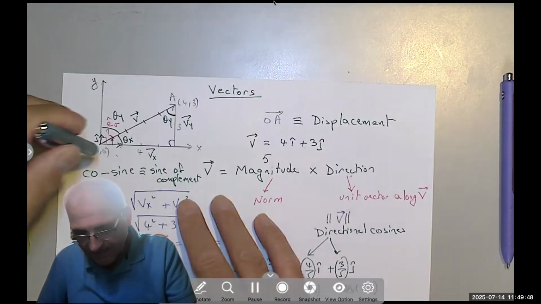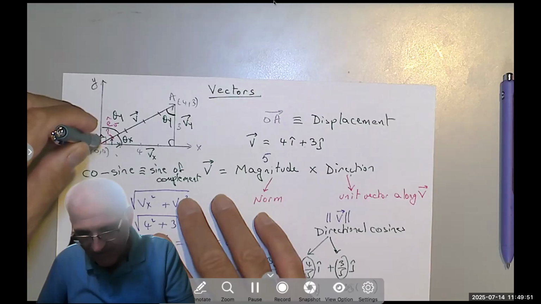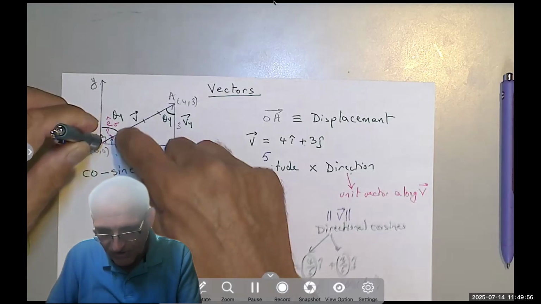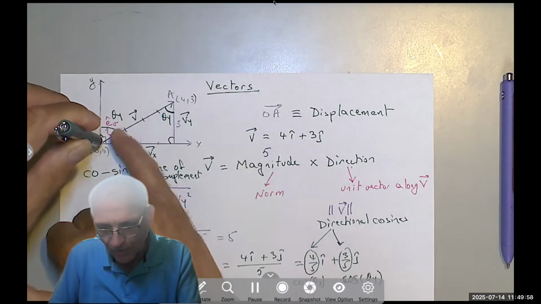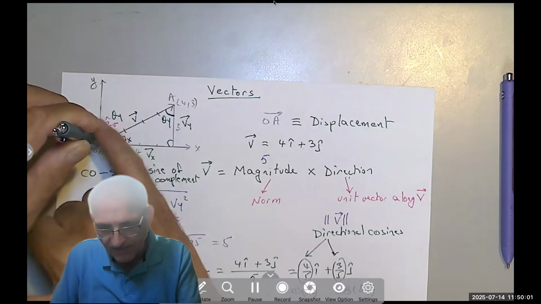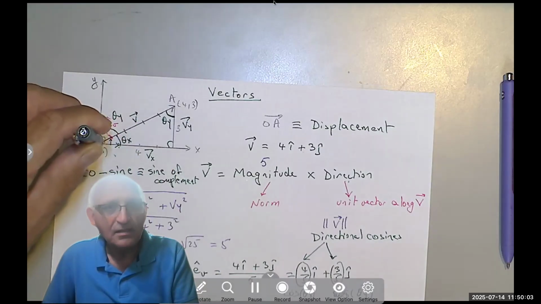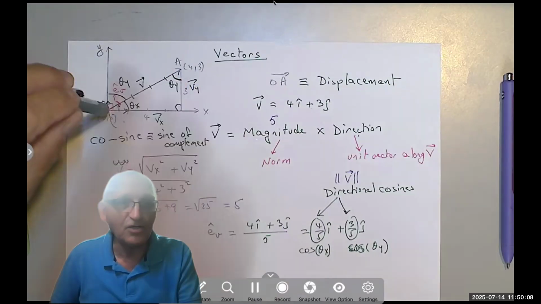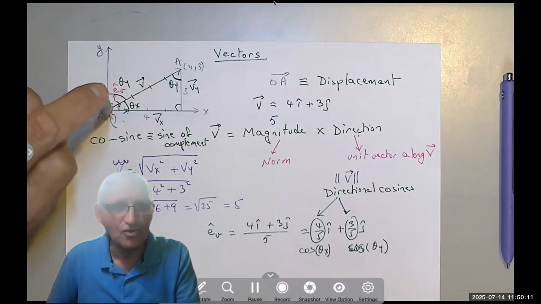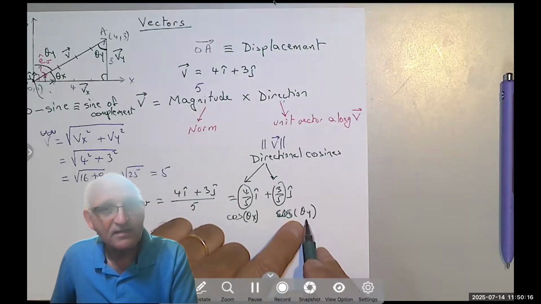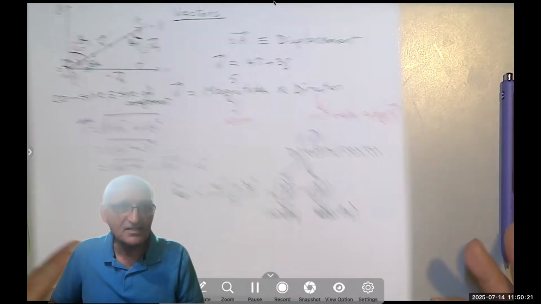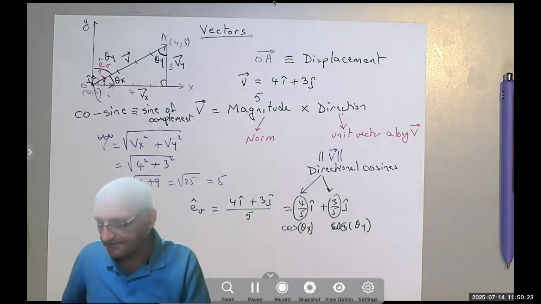Notice that here, theta sub z is 90 degrees because the z-axis is perpendicular. So we say cosine square theta x plus cosine square theta y plus cosine square theta sub z equals 1. Cosine theta sub z is 90 degrees, pi over 2, and cosine square pi over 2 is 0. So we are saying cosine square theta sub x plus cosine square theta sub y plus 0 equals 1. You can generalize it like that.